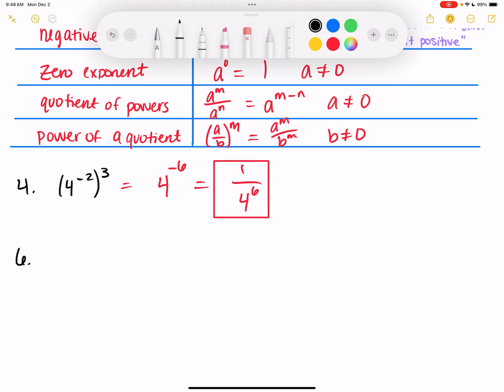Number 5. 2 to the 4th raised to the 2. What would this be equal to? You gotta remember: 2 to the 8th. You can leave that there, but you might possibly know what 2 to the 8th is equal to.